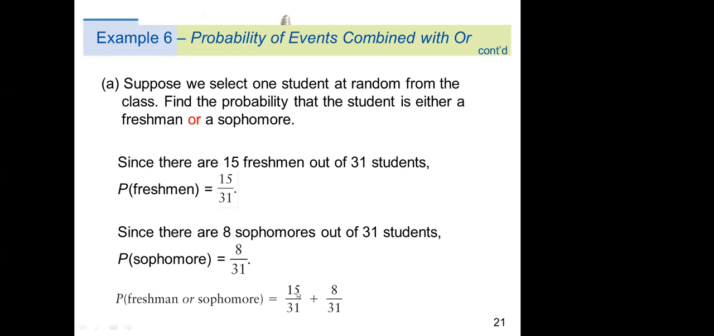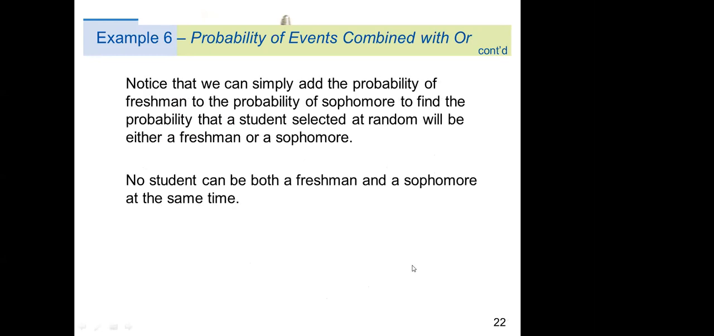And the word "or" means that I'm adding the probabilities. All right, 23 out of 31 as a decimal is 0.742. Now, notice that we can simply add the probability of a freshman to the probability of a sophomore to find the probability that a student selected at random will either be a freshman or a sophomore. No student can be a freshman and a sophomore at the same time.